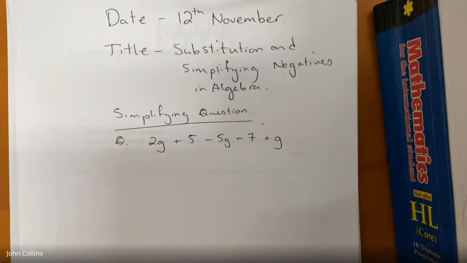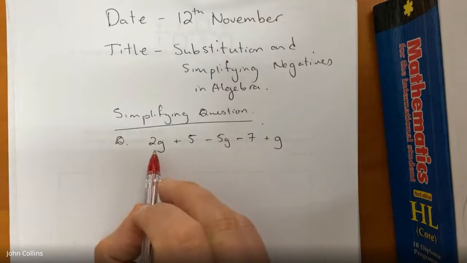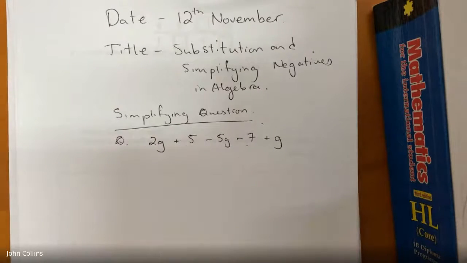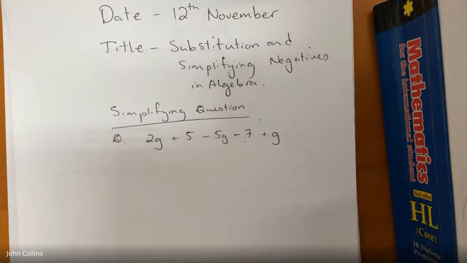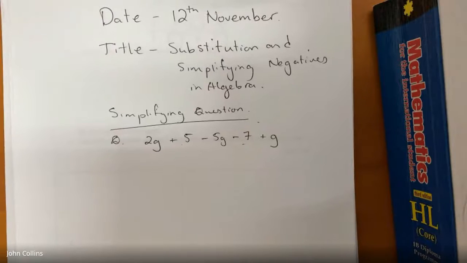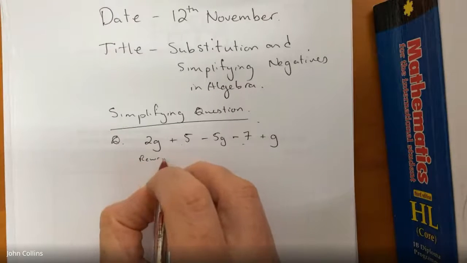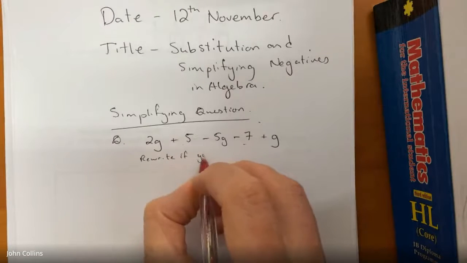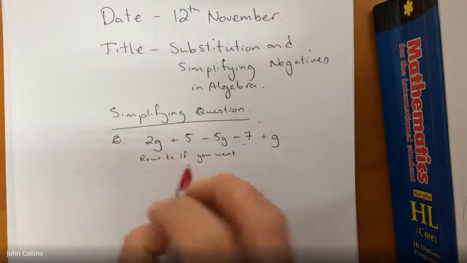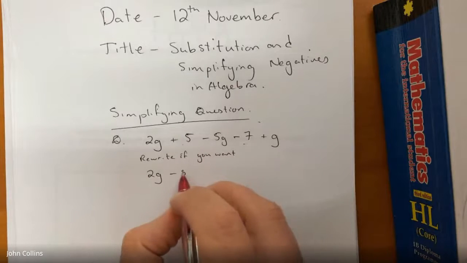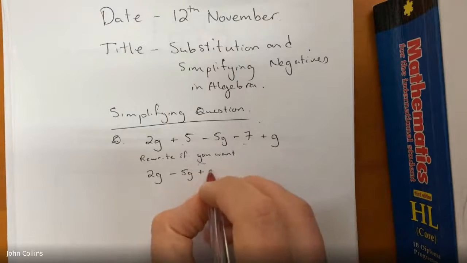So this is going back to like terms. We can only combine like terms. So there's two different types of terms here. There's g's and then there's just numbers, natural numbers. In order to combine the g's, I can rewrite them if you want, but you don't have to. I'll rewrite them out. Just 2g's, and then this is subtracting 5g's, and then that's adding a g.